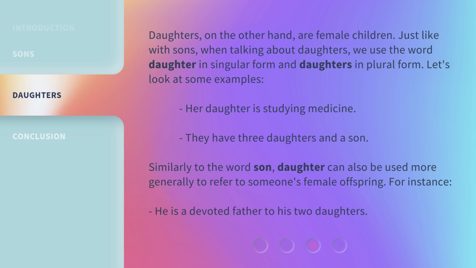Daughters, on the other hand, are female children. Just like with sons, when talking about daughters, we use the word daughter in singular form and daughters in plural form. Let's look at some examples. Her daughter is studying medicine. They have 3 daughters and a son. Similarly to the word son, daughter can also be used more generally to refer to someone's female offspring. For instance, he is a devoted father to his 2 daughters.